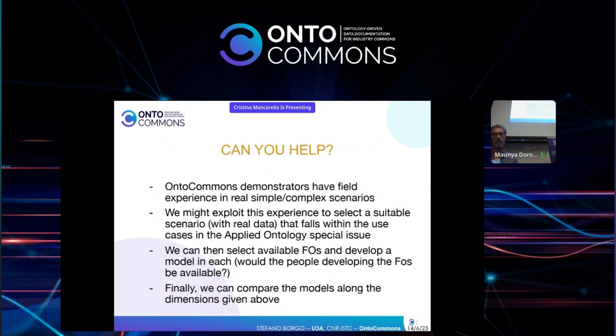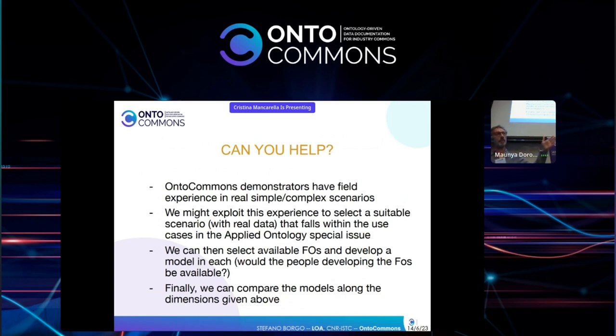So to the OntoCommons people here, I think that we are just on a path to find a way to compare ontologies, at least for their outcomes, and so then being able to make decisions that help the practitioner to choose. The experience that we collected, especially with the demonstrators, can be of help, because in that case you have real situations, sometimes too complicated, but sometimes fairly simple, with data. That's an interesting point to move on. We might exploit this experience to select suitable scenarios within the use cases that we already investigated in the special issue. So in a sense, to make the second step.